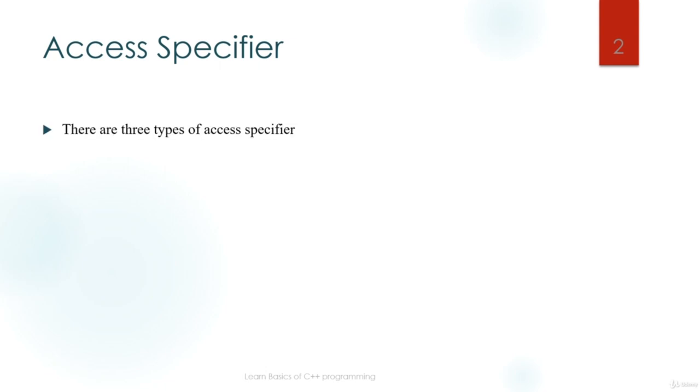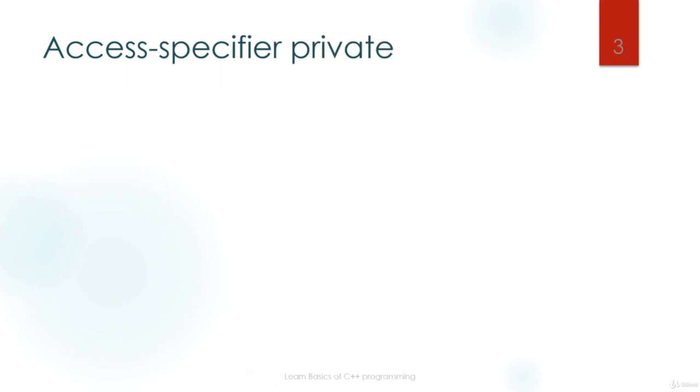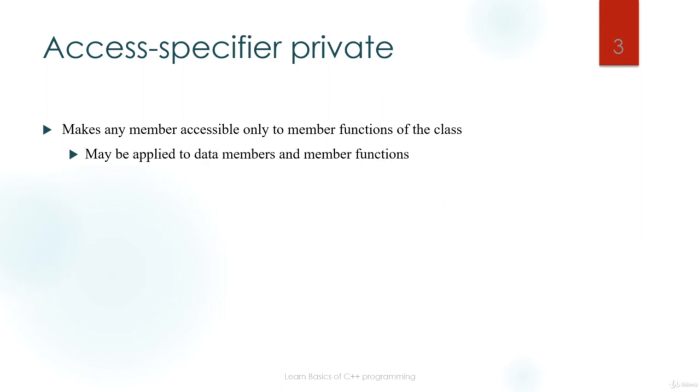There are three types of the access specifier. The first is private, second public, and last is the protected. Let us see one by one in detail. The first access specifier that we are going to see is the private. It makes any member accessible only to the member functions of the class. This is restricting the use of the class members within the class. It may be applied to the data member and the member functions.